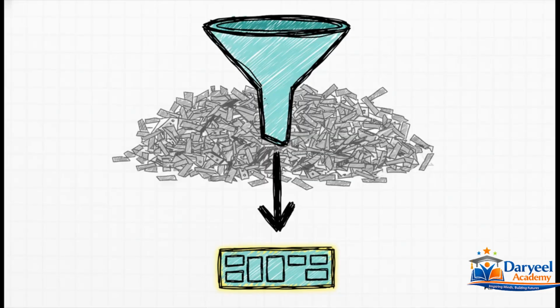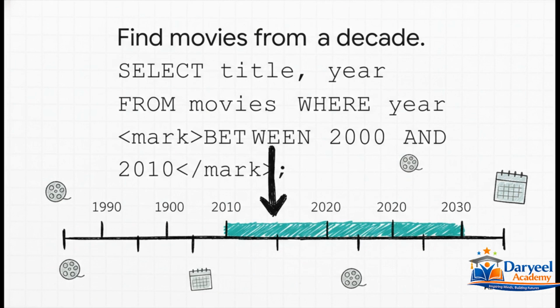And boom, just like that, the query sifted through all the data and handed us back the one single perfect row we asked for. It's that precise. Talk about finding the needle in the haystack. Let's kick it up a notch. Challenge number 2. Find all the movies that came out in a specific decade. For this, the BETWEEN operator is our best friend. We'll ask for the title and the year for any movie where the year is BETWEEN 2000 and 2010.